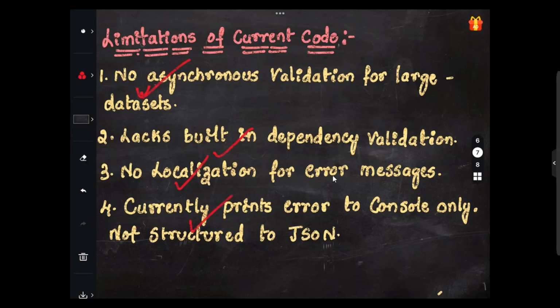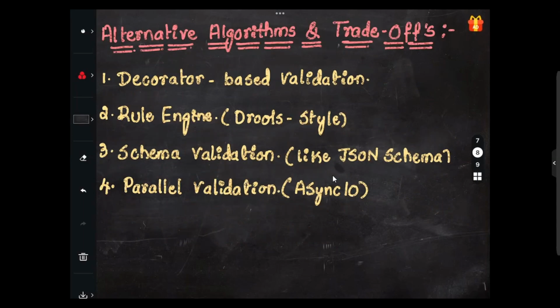The final one, it currently prints errors to the console only, right? So we are going with a single file CLI demo only. It prints errors to the console only, not structured as JSON. So this is one of the limitations as well. These are some of the limitations of the current code that we have written. Next, let's move on to the alternative algorithms and the trade-offs, right?